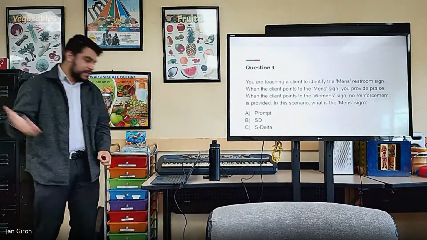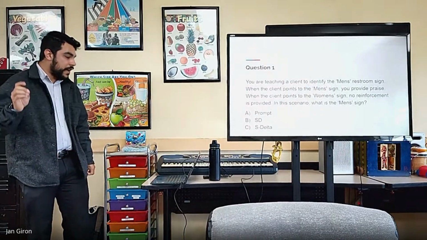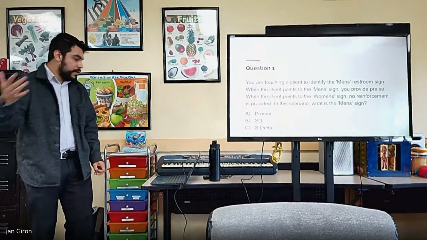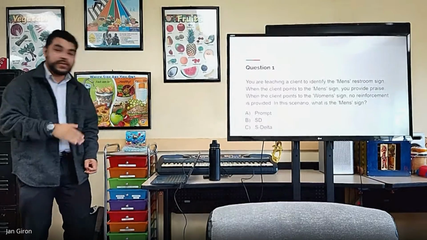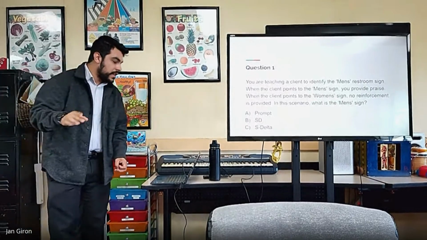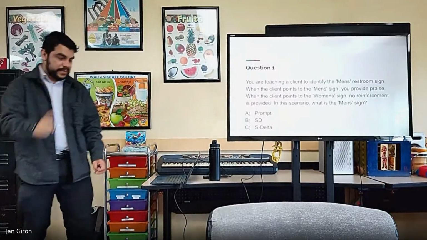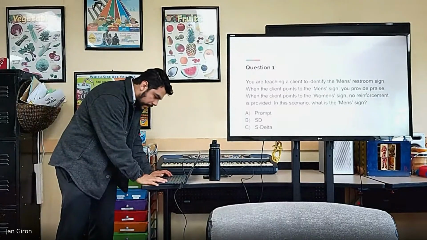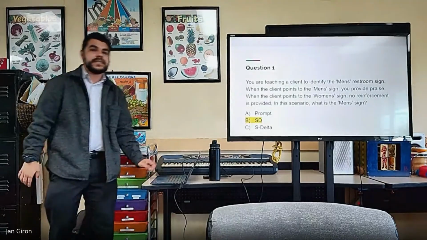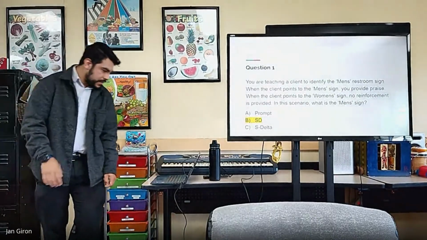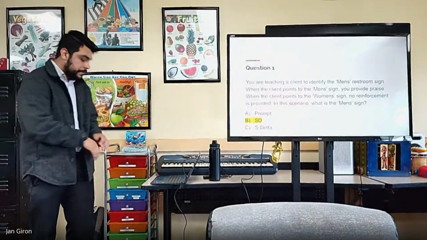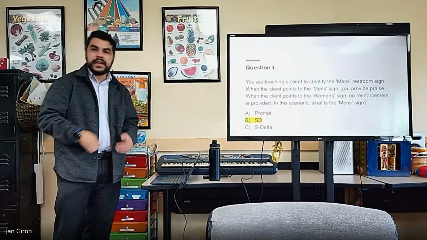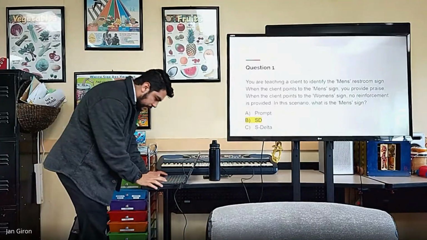Okay. You're teaching a client to identify the men's restroom sign. When the client points to the men's sign, you provide praise. When the client points to the women's sign, there is no reinforcement provided. In this scenario, what is the men's sign? SD. That's right. Discriminative stimulus. In its presence, we know to respond correctly, and in its absence, we know not to. Good.